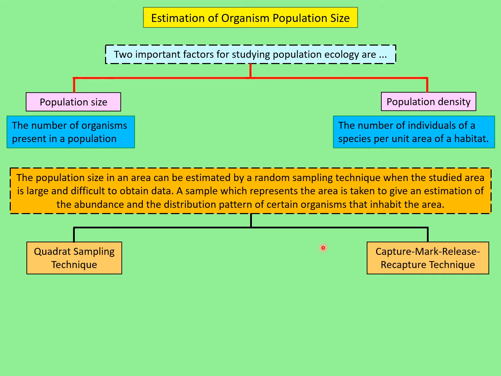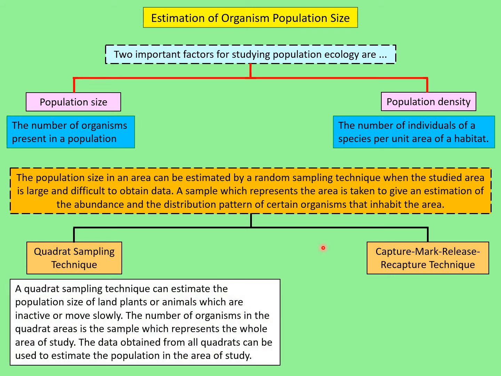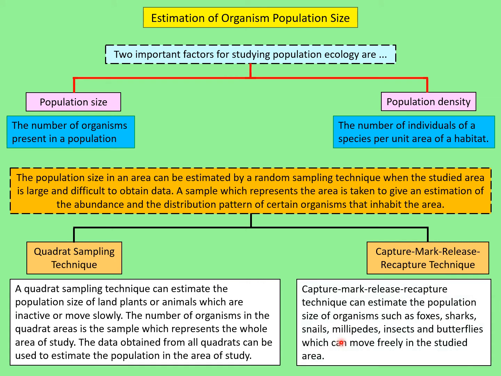What is the quadrat sampling technique? The quadrat sampling technique can estimate the population size of land plants or animals which are inactive or move slowly. The number of organisms in the quadrat area is the sample which represents the whole area of study. The data obtained from the quadrat can be used to estimate the population in the area of study. While the capture, mark, release, and recapture technique can estimate the population size of organisms such as foxes, sharks, snails, millipedes, insects, and butterflies, which can move freely in the studied area.